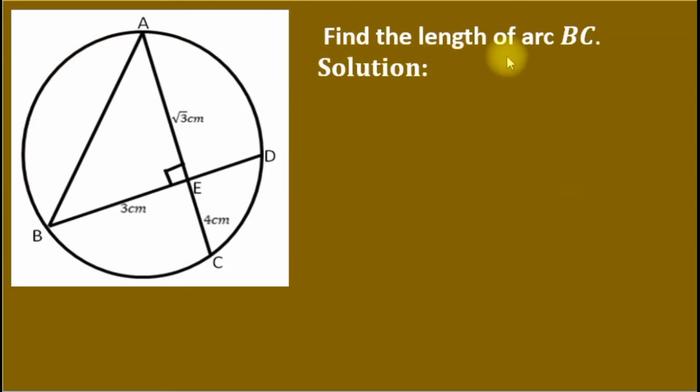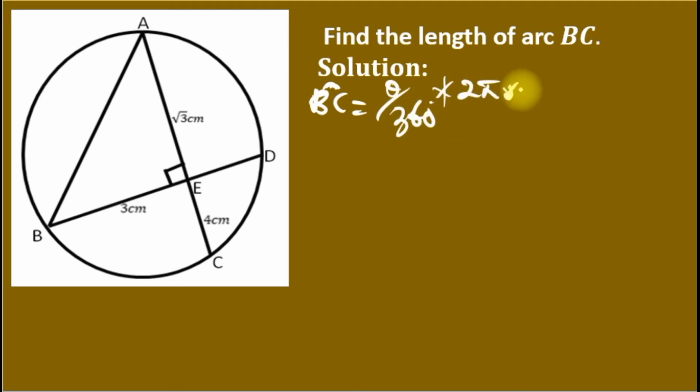We have to find the length of arc BC. But before we solve, we don't know the radius, because the formula is: length of arc BC is always theta, the central angle, over 360 times 2 pi r. So we don't know the radius. So we need to get the angle and the radius. Then we can find BC.